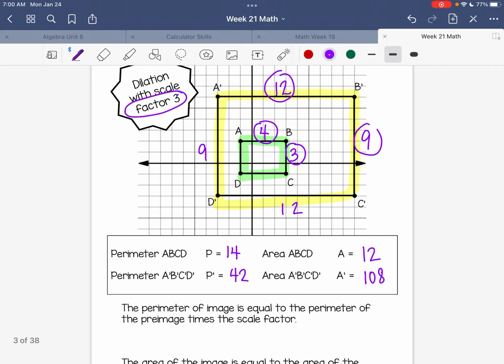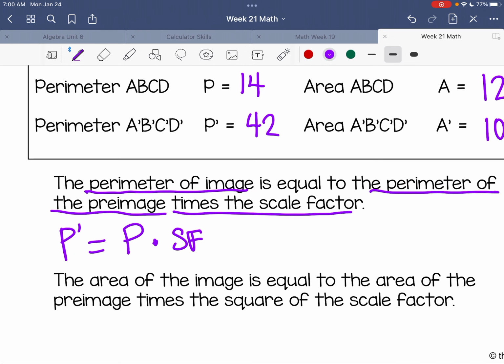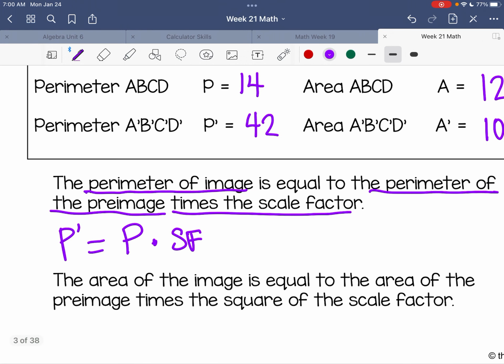We'll talk about why. When you dilate a figure, the perimeter of the image is equal to the perimeter of the pre-image, the original, times the scale factor. So the scale factor stays the scale factor. If you have a new figure, we'll call it P1, it's always going to be equal to the original figure, P, times the scale factor. I'm going to start abbreviating scale factor as SF, so now you know that's what that means.